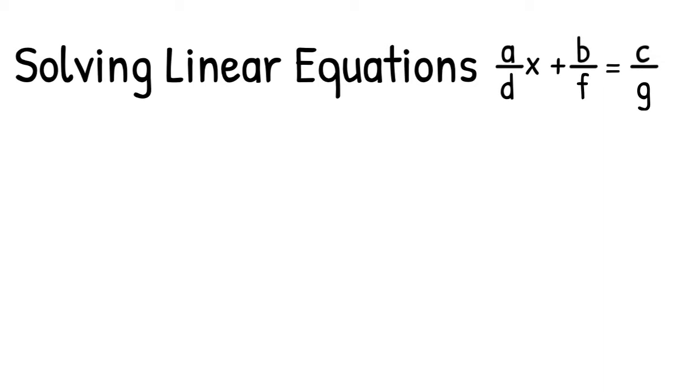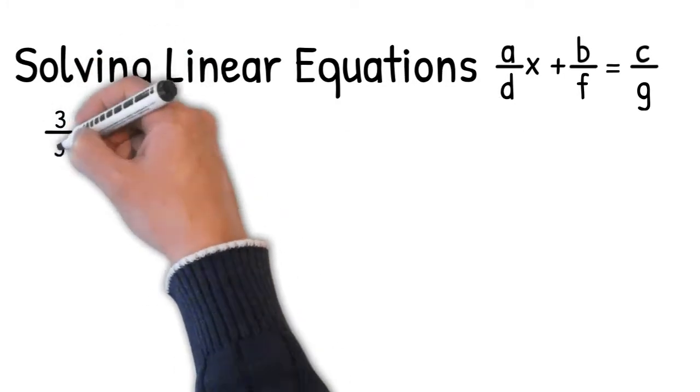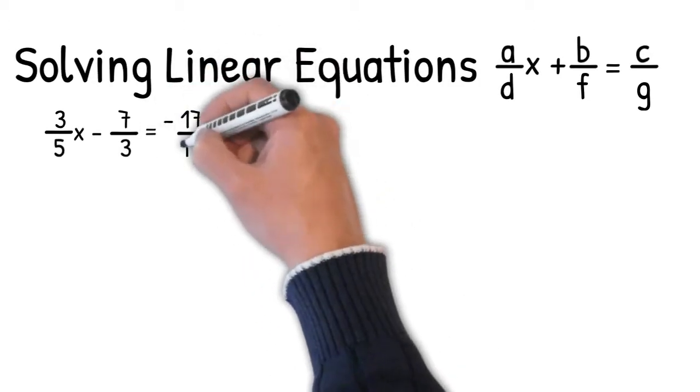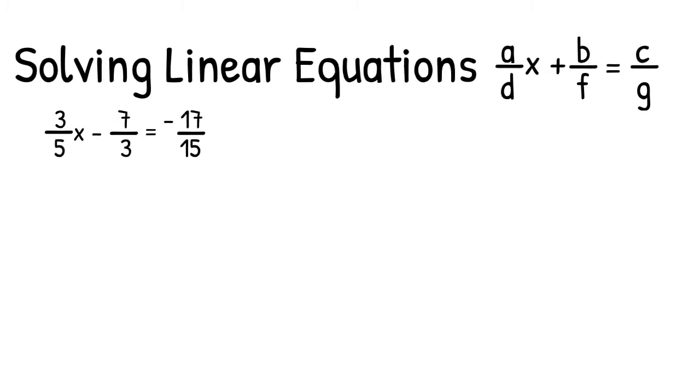So let's get underway. Let's start with 3/5 x minus 7/3 is equal to negative 17/15. I hope that at this point you know that to add or subtract fractions you need to have a common denominator. Hopefully you can look at this equation and see that a common denominator for all three fractions would be 15. However, I want to treat this as if we didn't know, so that we can use this same procedure to work through a problem where it is not so obvious. Let's start plotting our course through this problem.